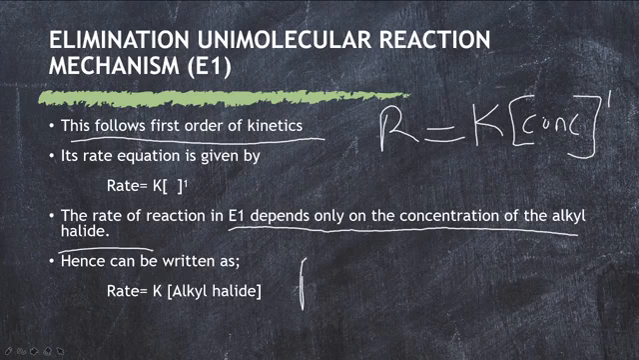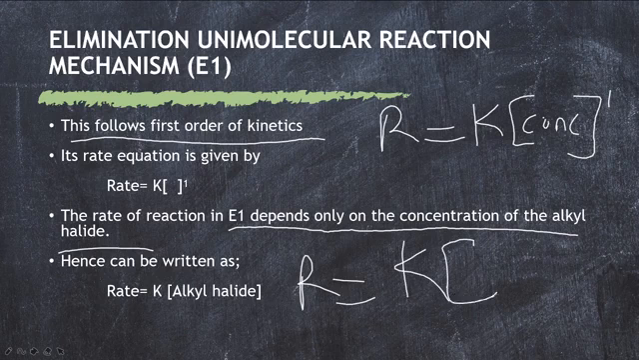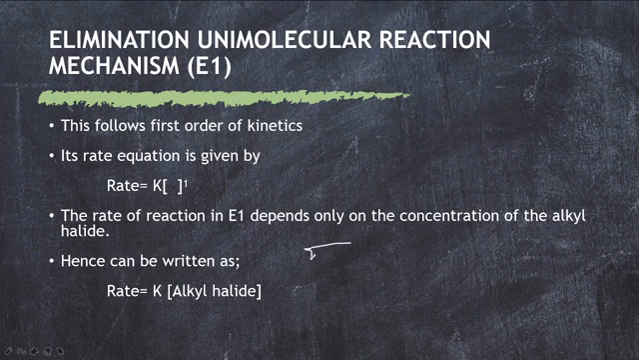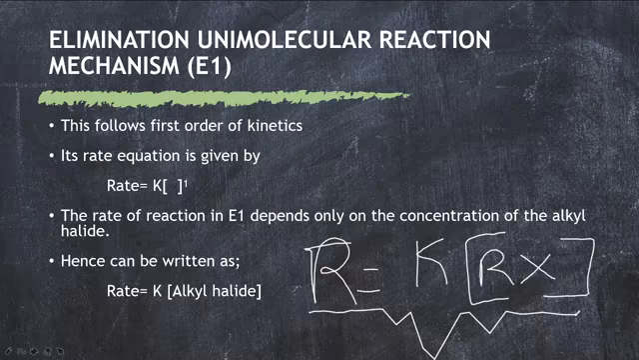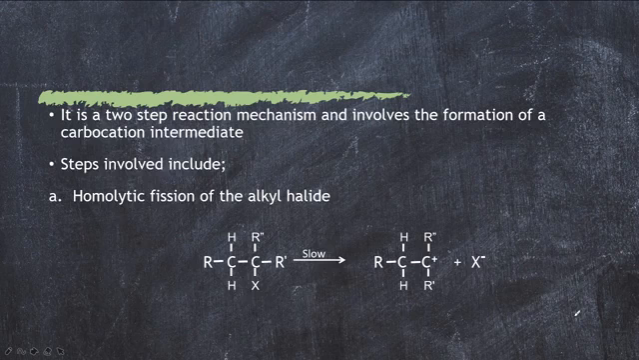Hence the rate equation can be written as R is equal to k times the concentration of the alkyl halide, [RX]. Let me just remove everything. So I said the rate equation will be equal to k[RX]. This is the rate equation of the E1 reaction mechanism. If you followed my last video on the SN1 reaction mechanism, you'll find that this is similar to the equation I gave there. That's why if you understand SN1, you won't have any problem with the E1 reaction mechanism.